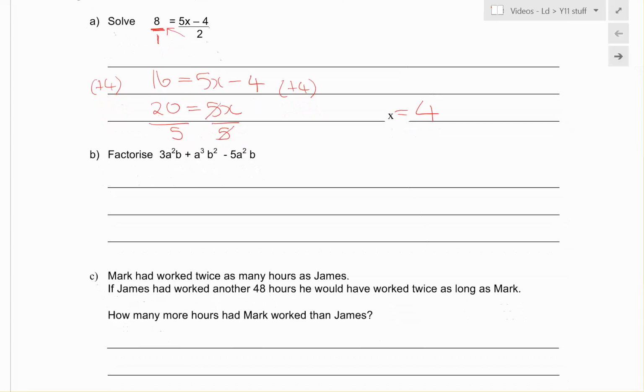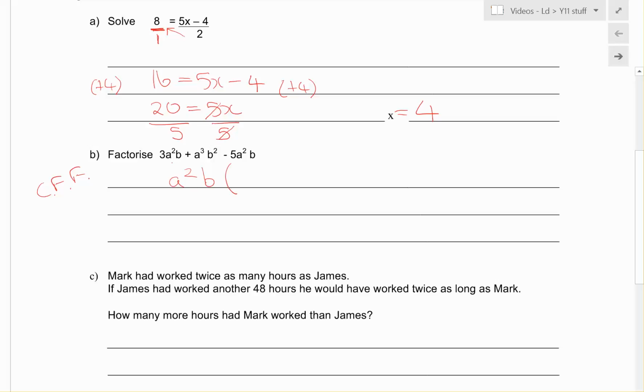Okay, 2, it says to factorise. So CFF, common factor first. Have a look through, see if you can find something that's common. All the 3 terms have an a. In fact, they all have an a squared in them. There's an a times a in that term, a times a times a, and a times a. So they all have an a squared, and they all have one b. There's no numbers in common at this stage.